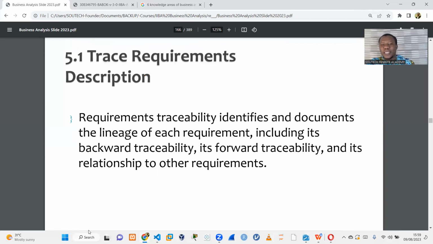Requirements traceability identifies and documents the lineage of each requirement, including its backward traceability, how each requirement relates to the other requirement, its forward traceability, how this requirement relates to the next requirement, and its relationship to the other requirements.